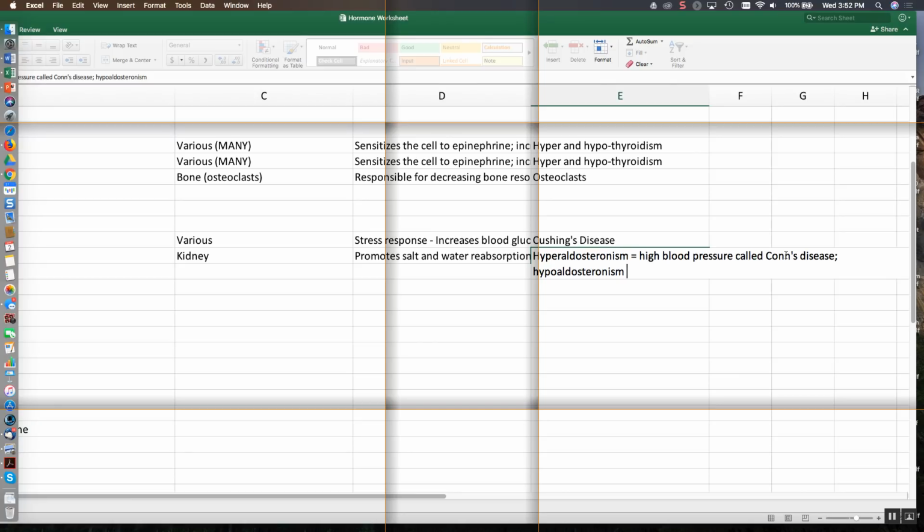Low blood pressure, fatigue. Remember the little puppy? Depressed. I think he was a little bulldog. Addison's disease.